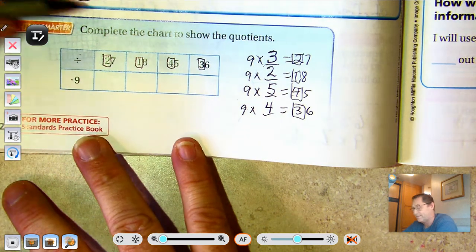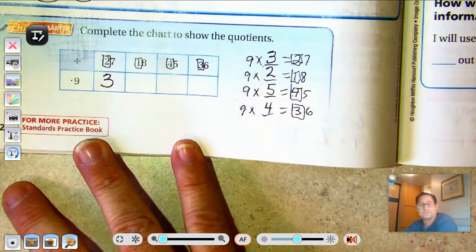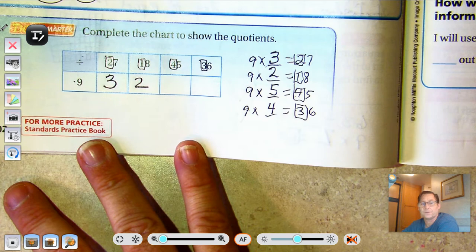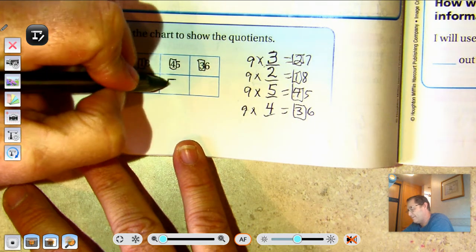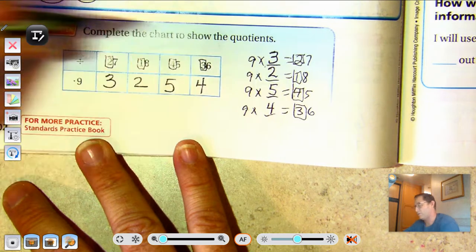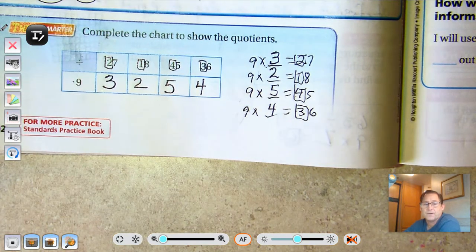All right, so 27 divided by 9, 3. 18 divided by 9, 2. 45 divided by 9, 5. 36 divided by 9, 4. Okay?